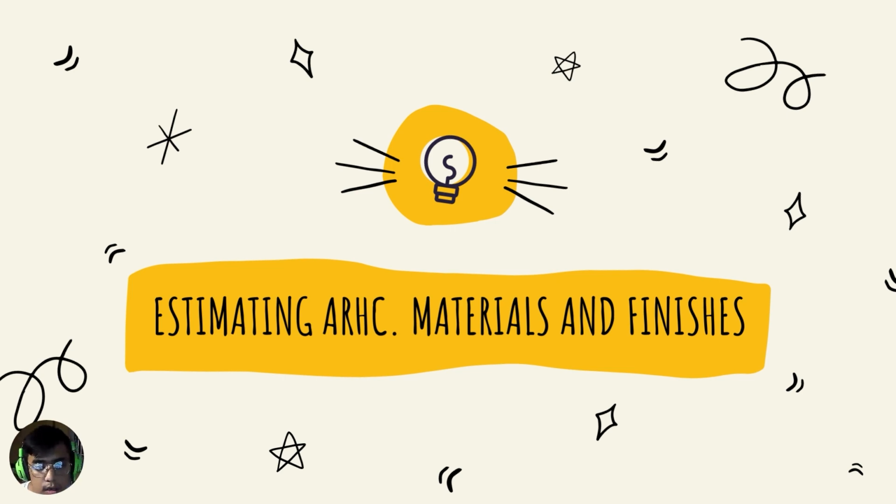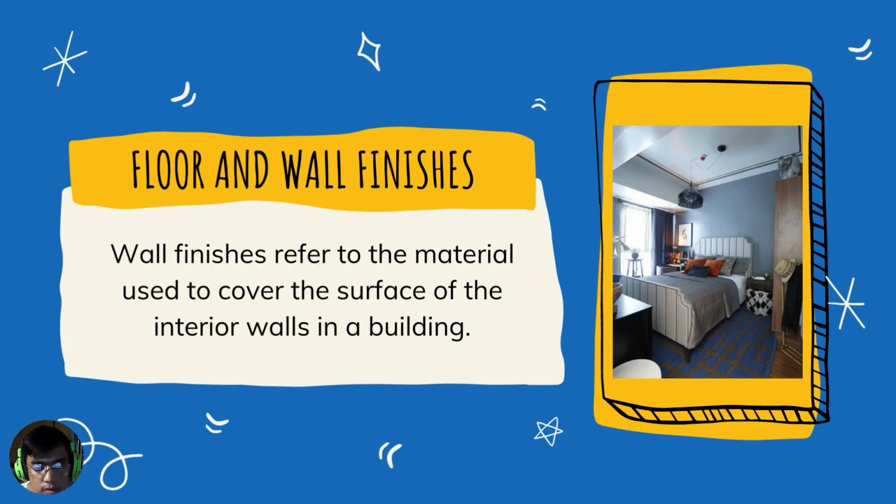Next is estimating architectural materials and finishes. So, floor and wall finishes. Wall finishes refer to the material used to cover the surface of the interior walls in a building. So, yep, by area method then, you need to get the surface area ng one part ng room or building, depende kung interior or exterior. Then, add all the surface area, then compute for the depende kasi kung anong gagamitin mong finishes kung paint or cladding or wall slats. So, it depends sa project and sa design mo.